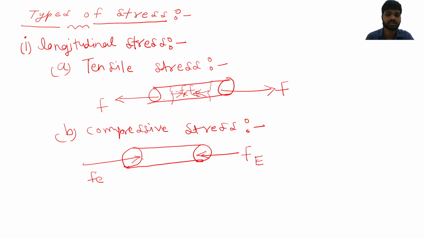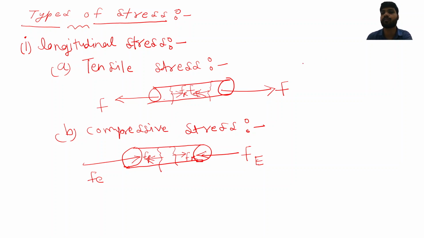then a resisting force will resist this external force, so it will act in an outward direction. So we can draw this resisting force like this. So the external force is acting in the inward direction and the resisting force is acting in the outward direction. So this type of stress, in which the external force tries to compress the body, developed in this type of body is the compressive stress.